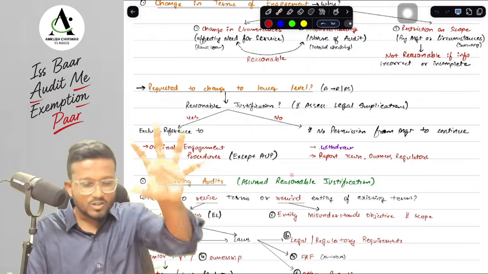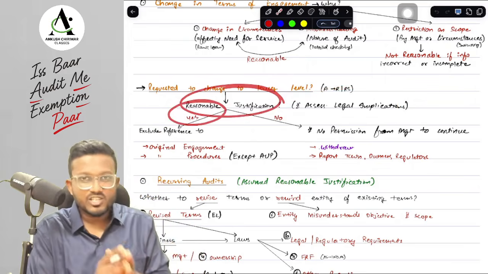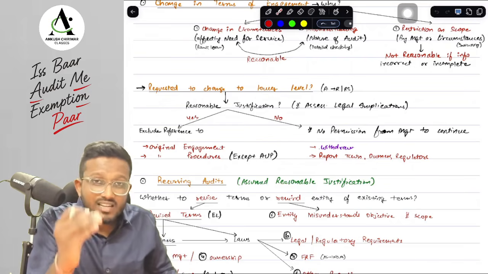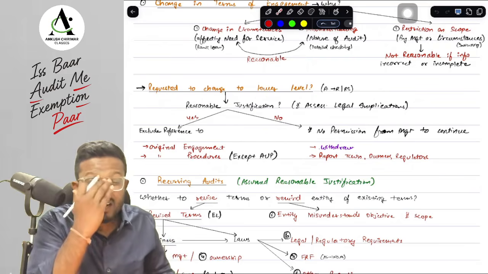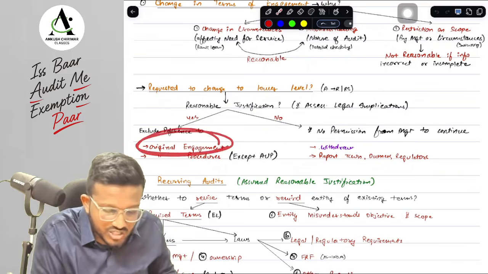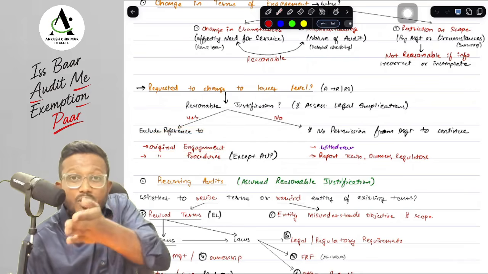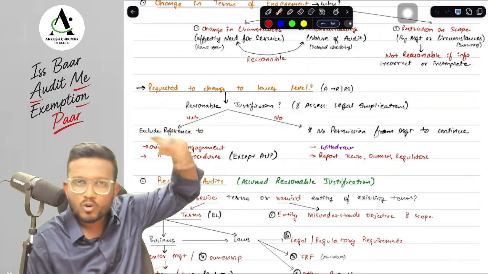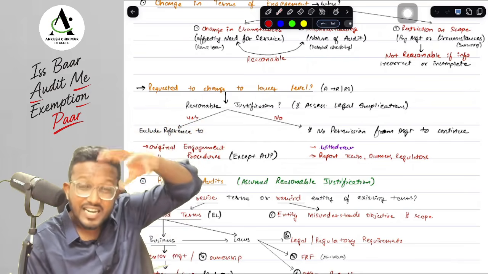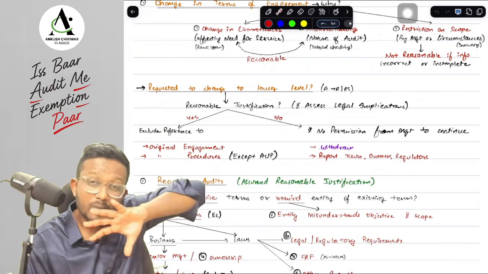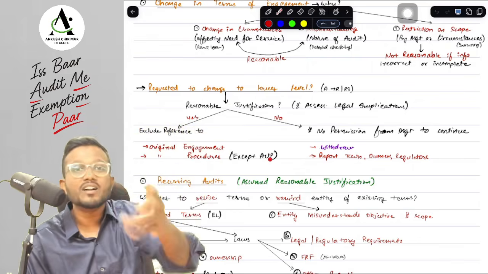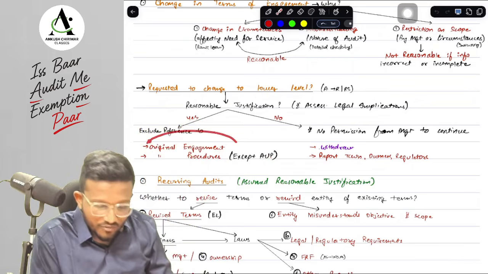Okay, yes sir. Suppose there is a reasonable justification, then the report that I am preparing, suppose from audit I am going to review, the report in the review engagement should exclude the reference to the original engagement, which means in the review report I should not mention anything about the audit that I have done for 1 or 2 months. Secondly, in the review report, I should not mention any of the procedures that I have performed in the original engagement, which in this case is the audit engagement. So I should not refer to the original engagement.